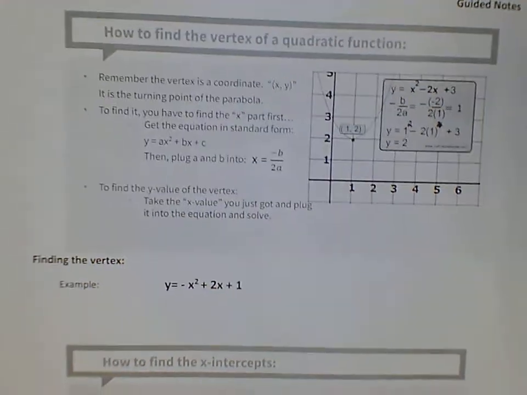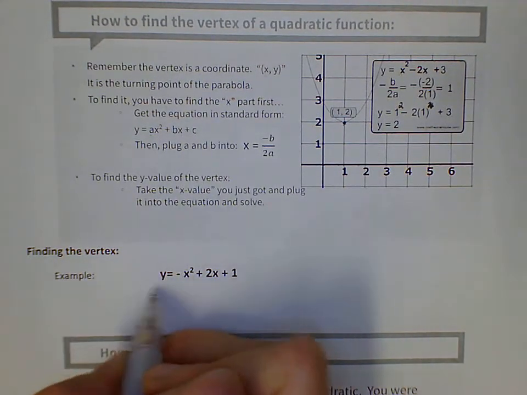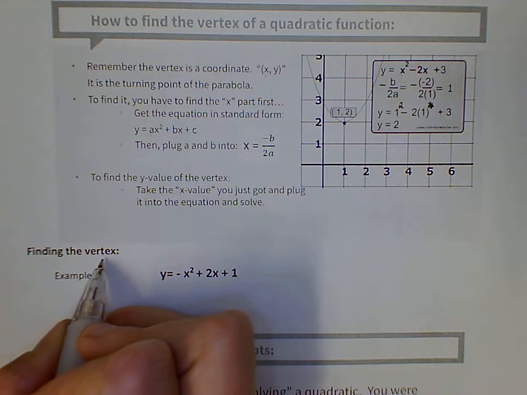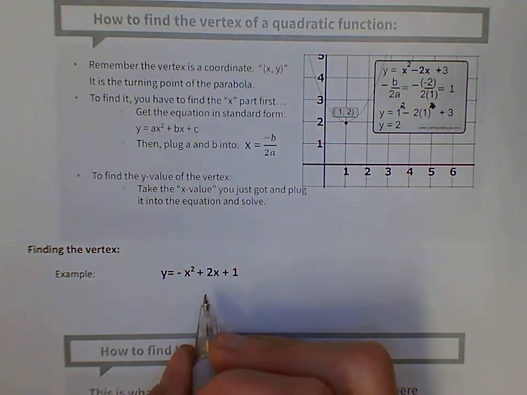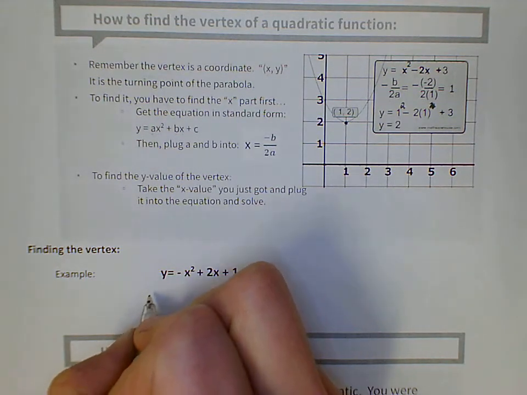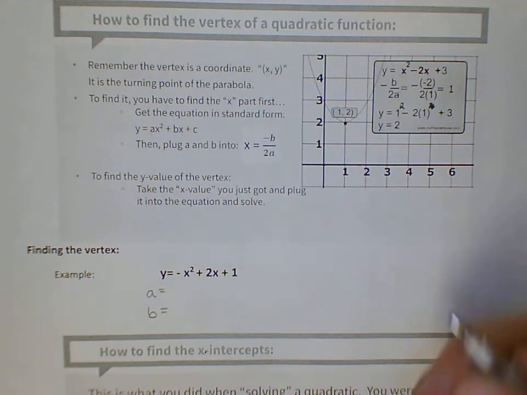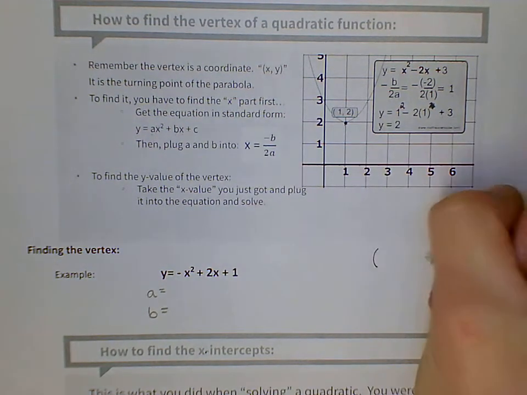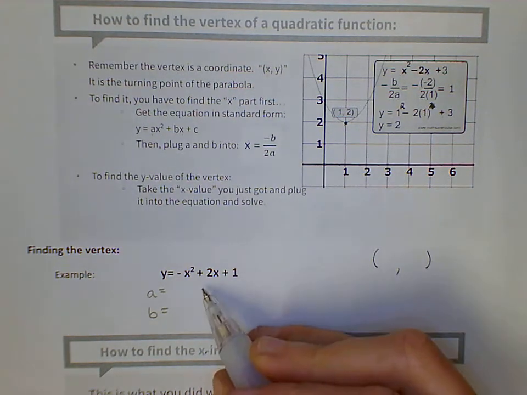So let's do an example so you can see how it works. So let's say that they give you this equation, and they ask you to find the vertex of that equation, all right? So if you don't have it graphed, then you're going to start by figuring out what your a and b are, and then you're going to plug it into the equation. Okay, so remember, we're looking for the coordinate of the turning point of that parabola.